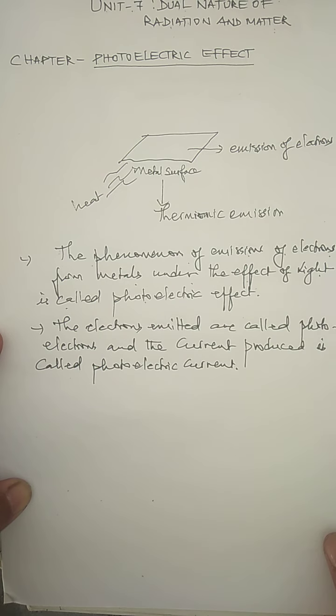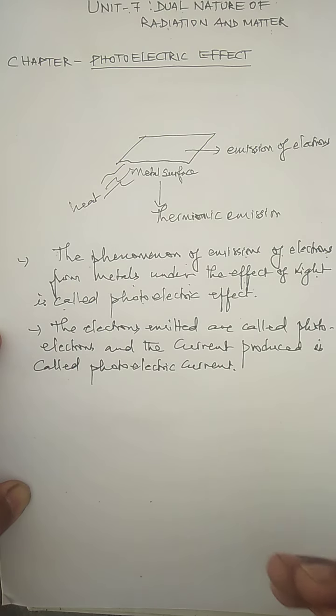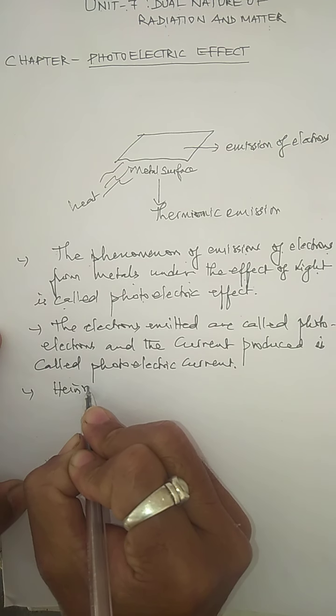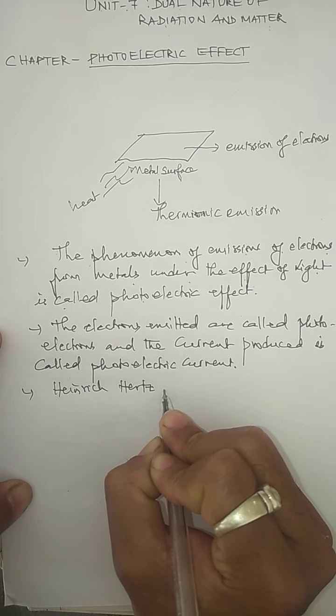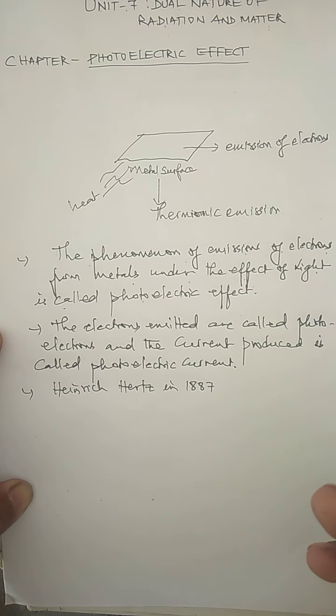But the concept of the photoelectric effect was first put forward by a scientist whose name was Heinrich Hertz. Heinrich Hertz, in the year 1887, first observed the phenomenon of the photoelectric effect by doing a simple experiment.